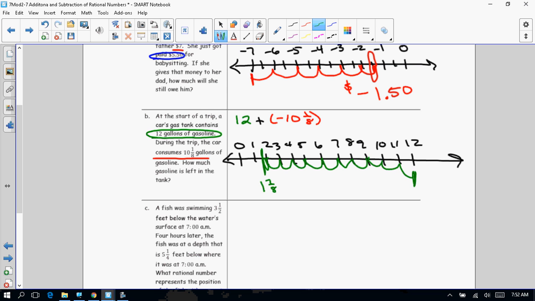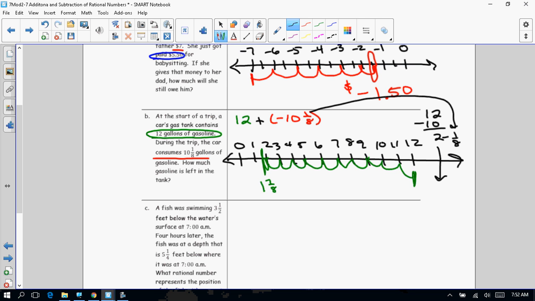I'm going to show you guys how to do this by subtraction. So if I just did 12 minus 10, you guys would all agree the answer is 2, right? And then I still have to subtract the 1/8. So 2 minus 1/8. 2 I could rewrite. I'm going to come down here, guys.